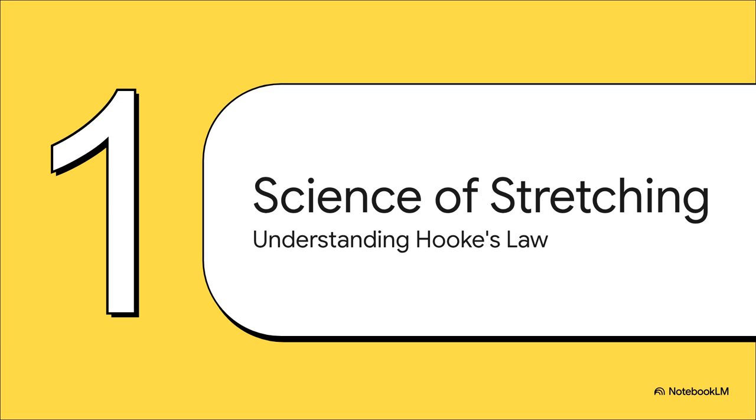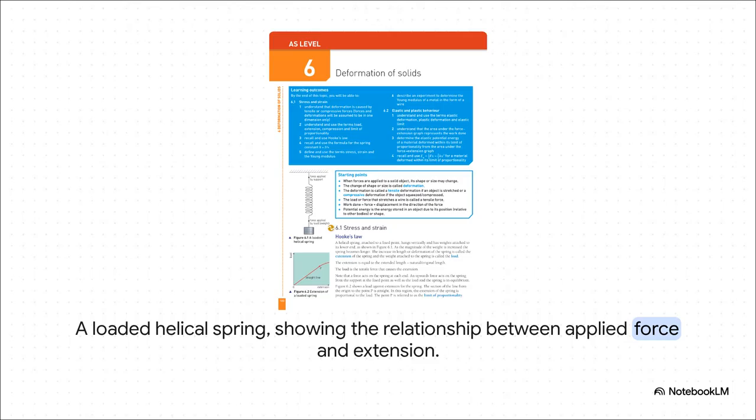Why is a rubber band so easy to stretch, but a steel beam, well, it might as well be immovable, right? The answer starts way back in the 17th century with a guy named Robert Hooke. Let's start with something we've all played with, a spring. You hang a weight on it, and it stretches. No surprise there. But here's the cool part.